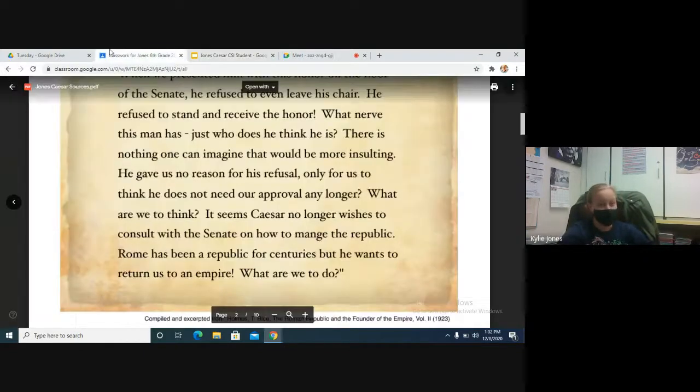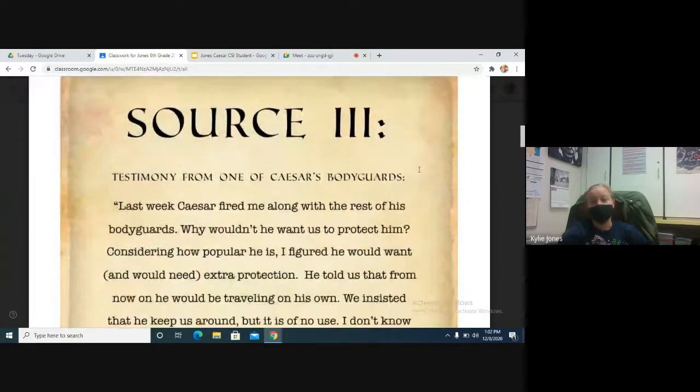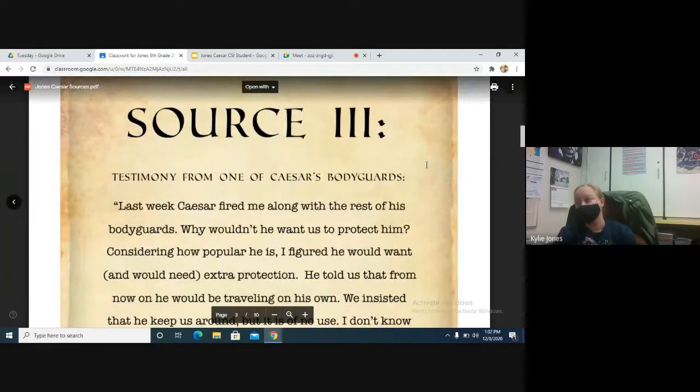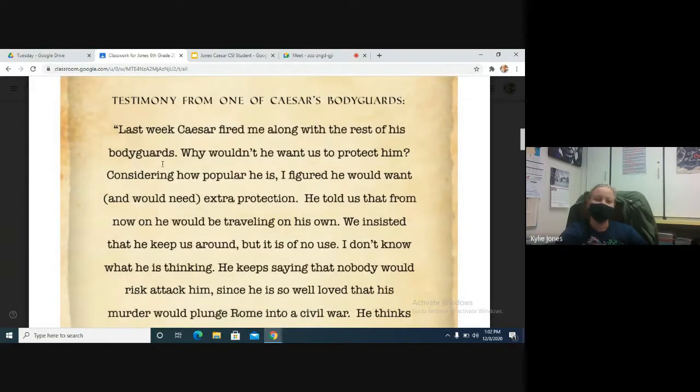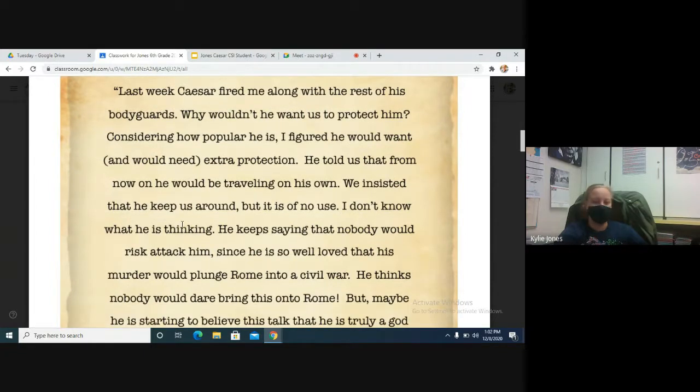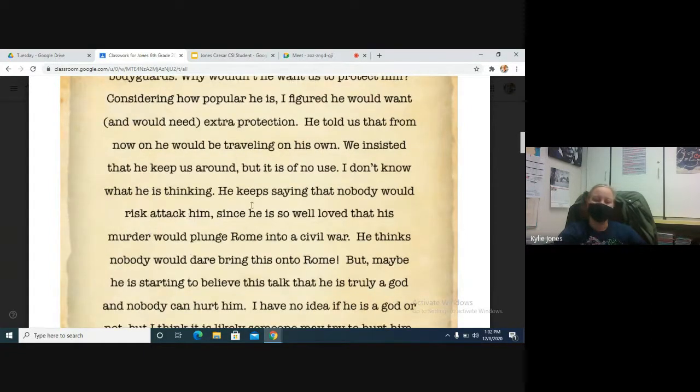Okay? So if we scroll down to source number 3, we don't have a name of whoever this bodyguard is, but this seems like it might be from before he was assassinated. It says, last week, Caesar fired me along with the rest of the bodyguards. Why wouldn't he want us to protect him? Considering how popular he is, I figured he would want and would need extra protection. He told us that from now on he would be traveling on his own. We insisted that he keep us around, but it's of no use. I don't know what he's thinking. He keeps saying that nobody would risk attacking him, since he is so well loved that his murder would plunge Rome into a civil war.